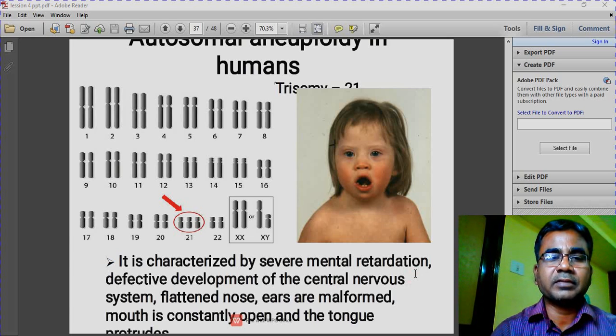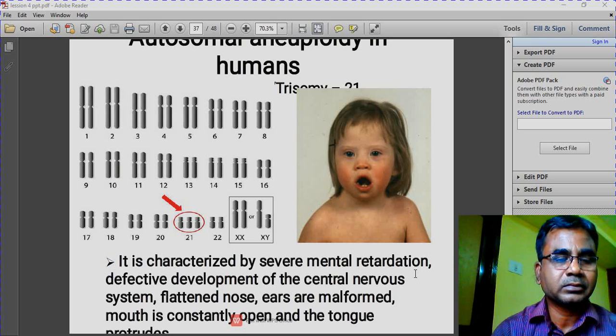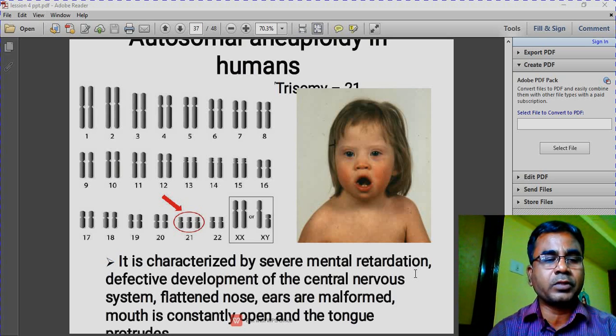So in this lesson we are going to finish this lesson by today. So last part of the lesson, this is chromosomal abnormalities. There are four chromosomal abnormalities we are going to study in this class.